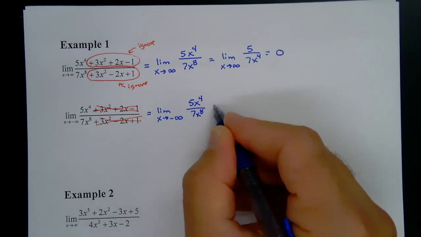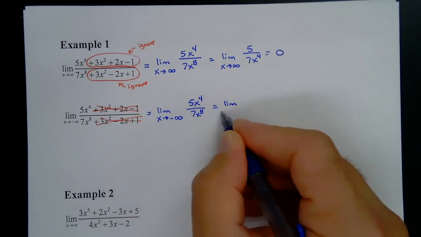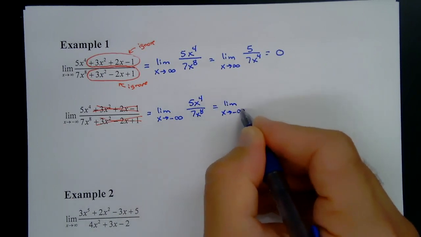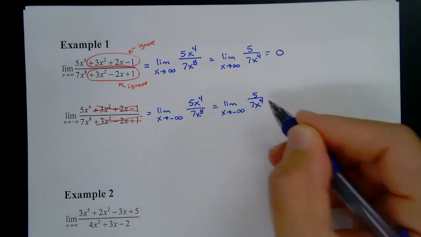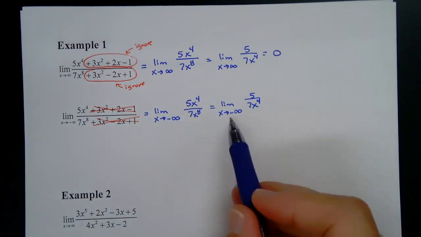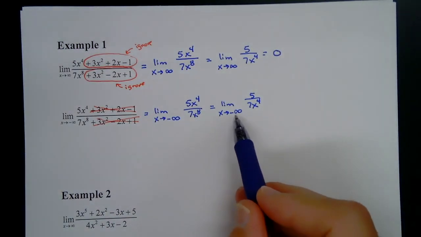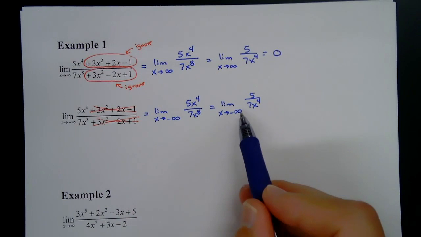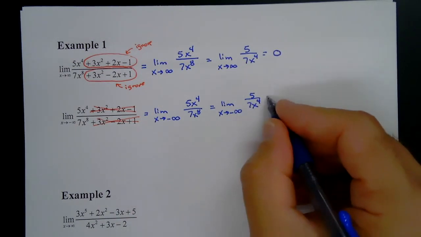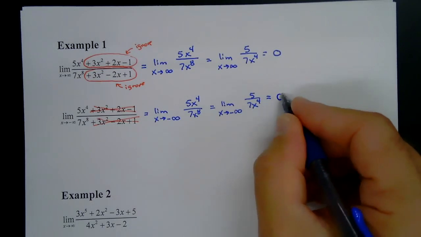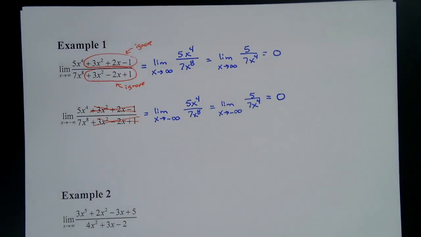Once again, that reduces. That'd be equivalent to the limit as x approaches negative infinity of 5 over 7x to the fourth. And as x approaches negative infinity, that's just a big negative number. This denominator is going to be huge, so that means this is also going to 0. All right, let's go to the next one.